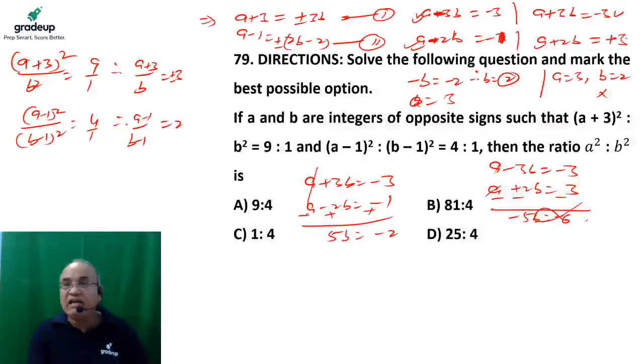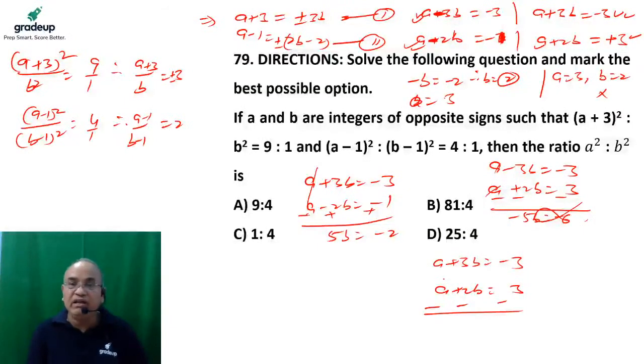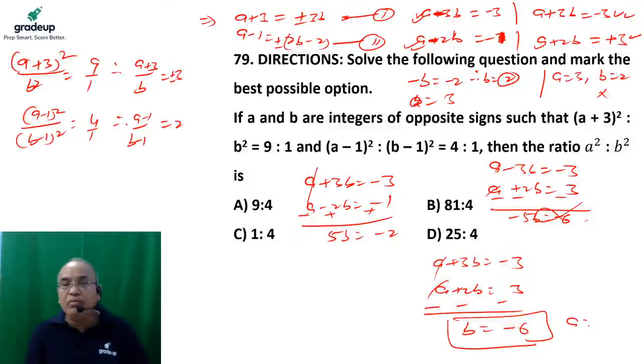Okay, so we can take this equation with this. This would be the final one. A plus 3B is equal to minus 3, and A plus 2B is equal to plus 3. If we subtract, A will get struck out. The value of B would become minus 6. If the value of B is minus 6, if I put it in any one of the two equations, the value of A would become 15.